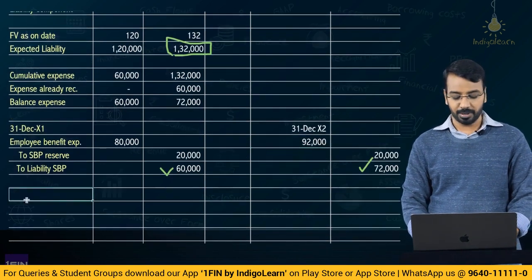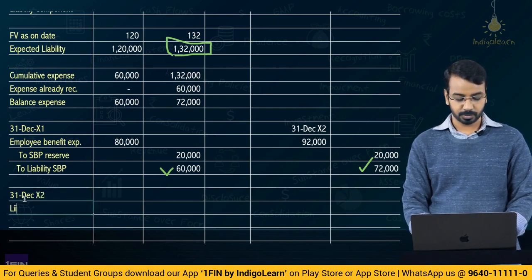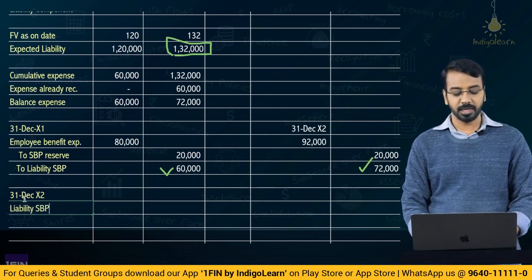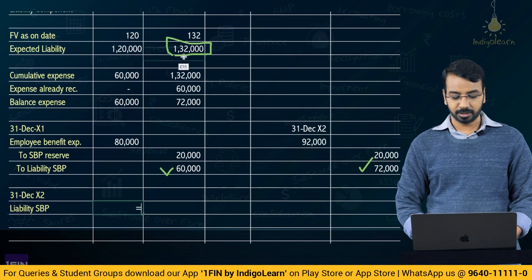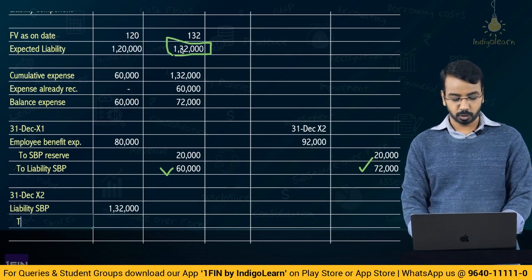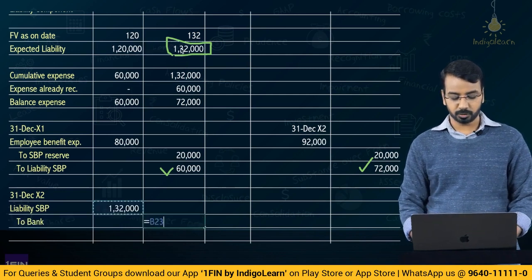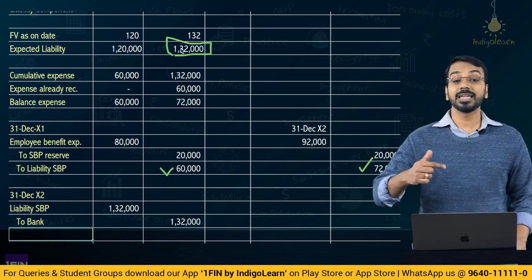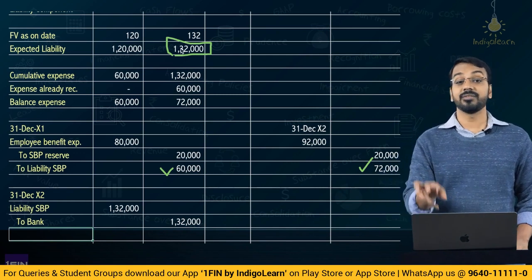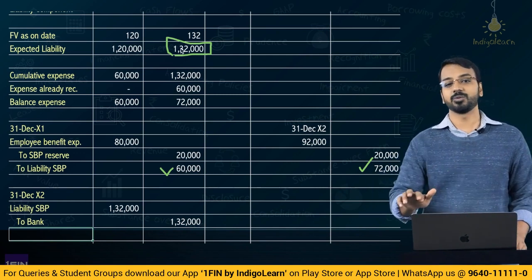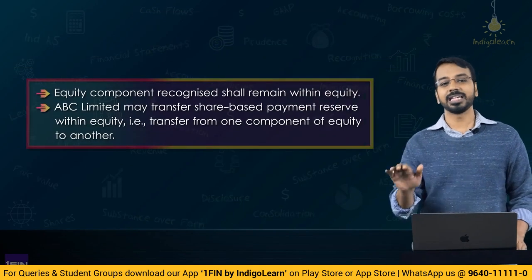So on the date of settlement, 31st December of year 2, you will say liability for SBP, that is 1,32,000, to bank 1,32,000. Now, will I reverse the equity component of 40,000 which I have recognized as expense? I will not do that. It will remain under equities only.